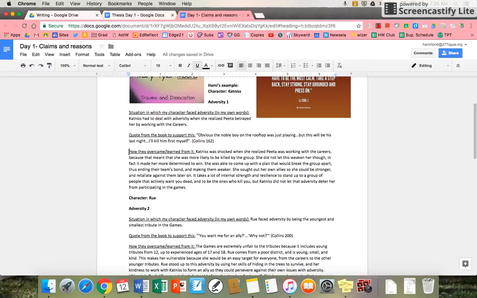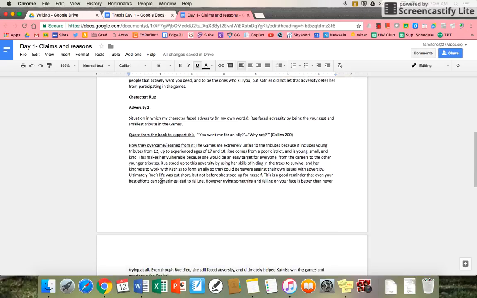So what I did was I went to the situation, and that was when Peeta betrayed her. And I explained why that was significant, because she thought Peeta would be her ally. She thought they would work together. But then I explained how this affected her. She could have given it up. She could have stopped because someone she thought was her friend was going to try and kill her. But nope, she's like, I'm going to rise above it. I'm going to attack him. And then she sought her own ally later on with Rue.